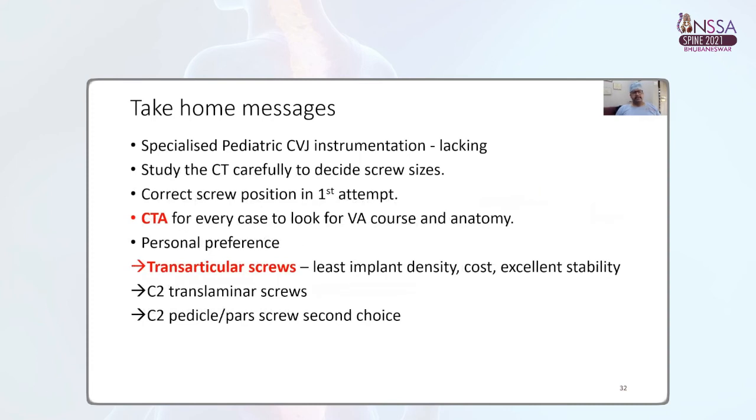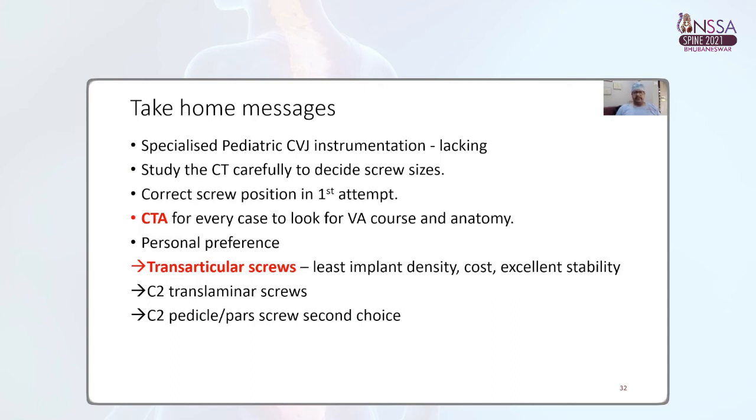So the take-home message is we do not have specialized pediatric CVJ instrumentation. Hence, to study the CT carefully to decide the screw size is the first step. We also need to make sure that we attain a good screw position in our first attempt, since the margin of error is quite low because of the small size of the bones.